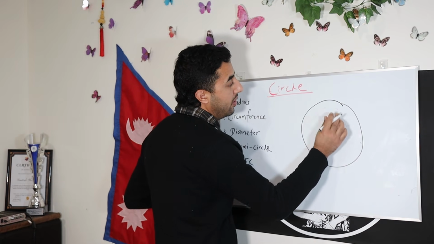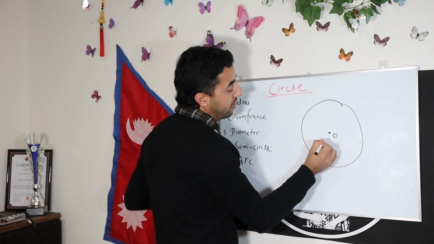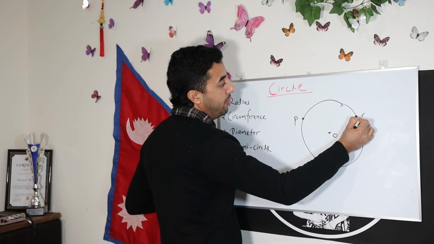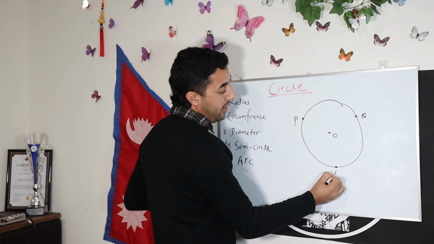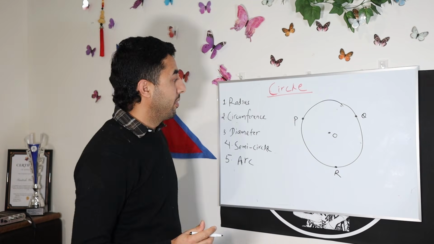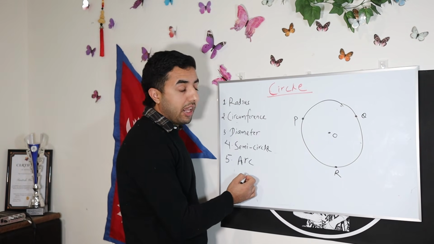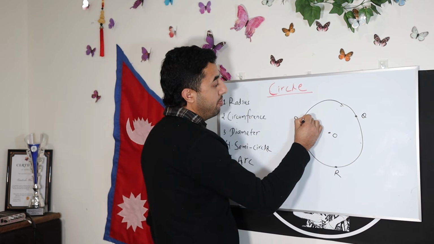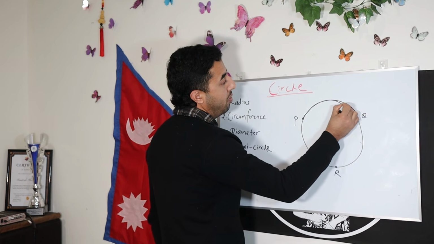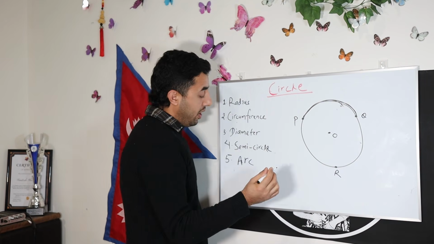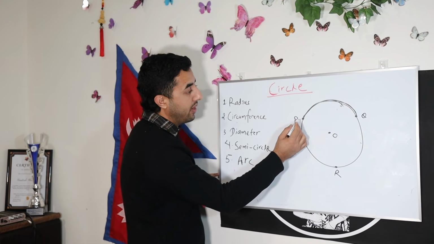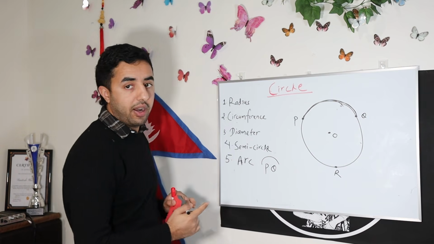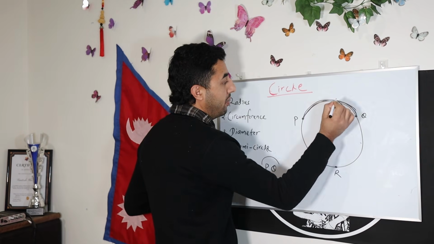Arc. If this is the circle and this is the center of the circle, suppose this is any point on the circumference P and this is another point on the circumference Q. Suppose this is another point on the circumference R. So arc means the part of the circumference, any part of the circumference. Suppose this PQ, the PQ part of the circumference is called arc. And we write arc like this. If we have to write PQ arc, we need to write PQ and we need to write like that. That's the PQ arc.